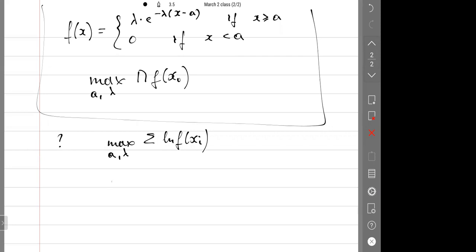Yes, I agree, you're completely right. So I will maximize with respect to a and lambda, and what should I write here? n multiplied by log lambda.